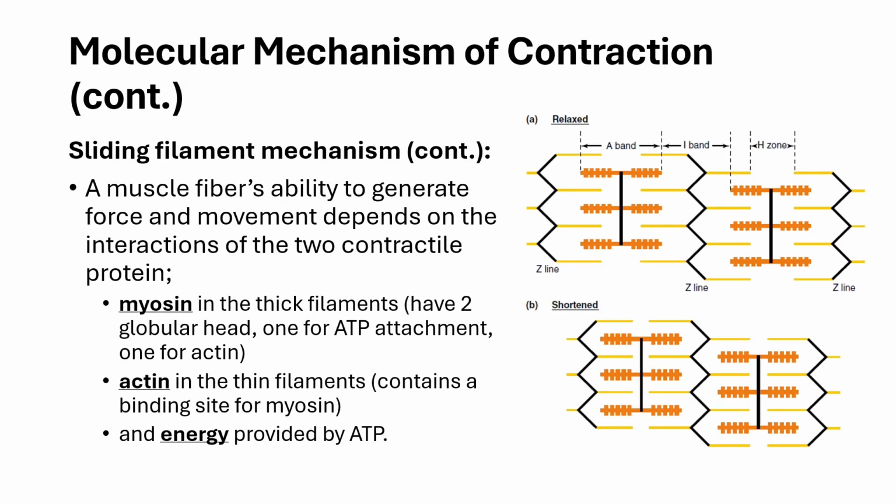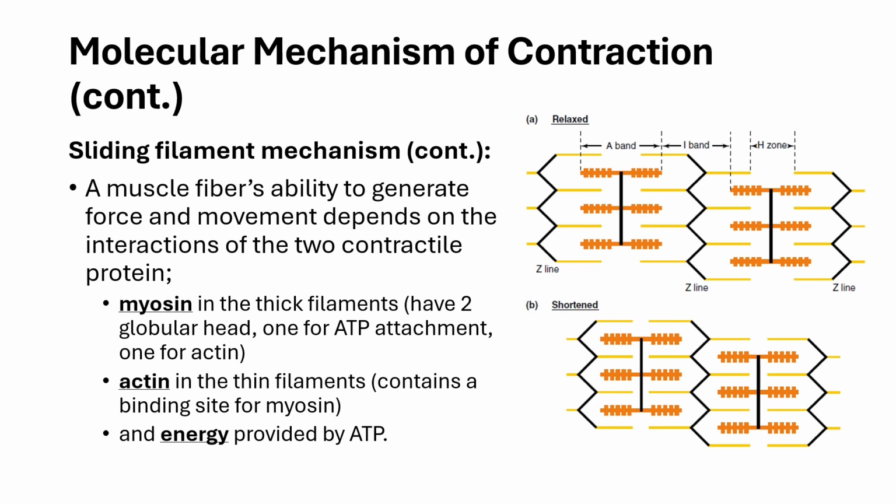Let's continue with the sliding filament mechanism, which is a fascinating process that explains how muscle generates force and movement. The ability of muscle fiber to generate movement relies on the interaction of two contractile proteins, myosin in the thick filament and actin in the thin filaments. Myosin is composed of two globular heads, one binds to ATP, the other binds to actin, and actin has specific binding sites for myosin heads. The energy for this process is provided by the hydrolysis of ATP. The diagram shows the stages of the sliding filament mechanism.